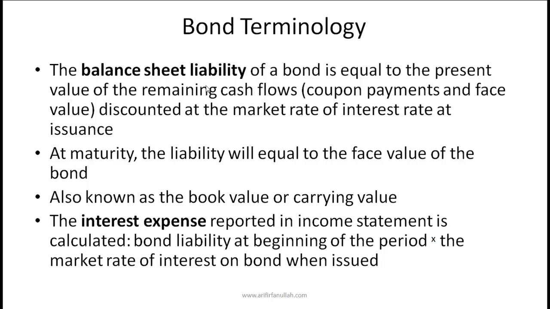So some more bond terminology. The balance sheet liability of a bond is equal to the present value of the remaining cash flows, which is the coupon payments and face value, discounted at the market rate of interest at issuance. So what happens to the market rate of interest after issuance does not impact what we put on the balance sheet. At maturity, the liability will equal the face value of the bond.